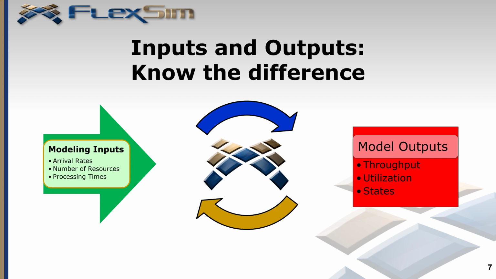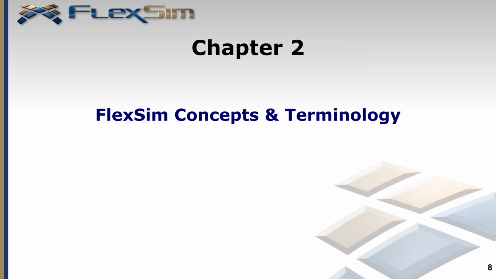It's important to know the difference between inputs and outputs when modeling. Modeling inputs might be things like arrival rates, the number of resources, or processing times. Whereas model outputs are things like throughput, utilization of staff or machines, and states.